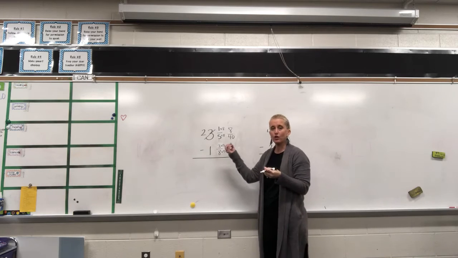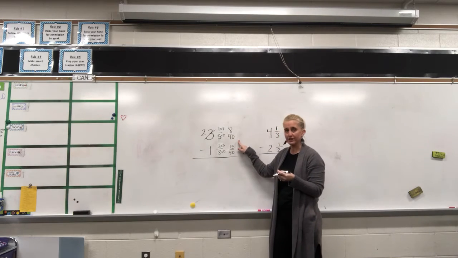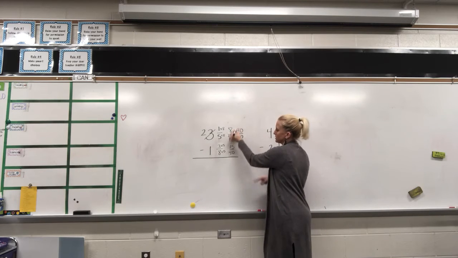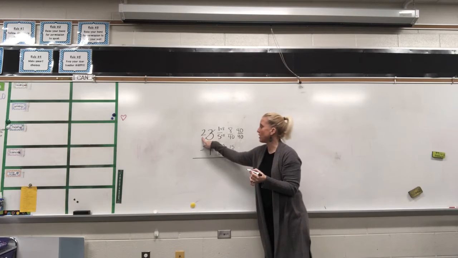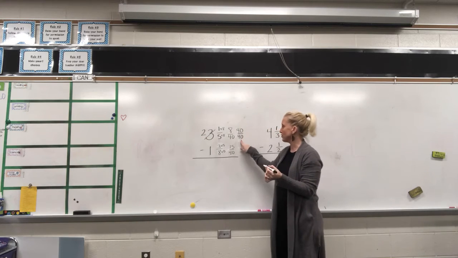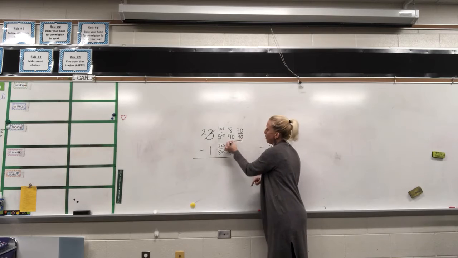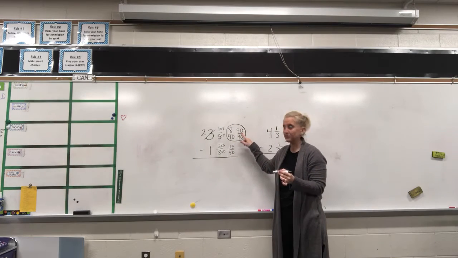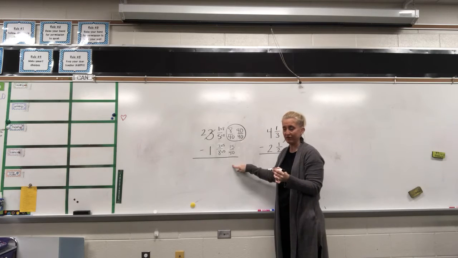The 1 that I take away from there is going to come over here, and that 1 is actually going to be 40 40ths, because that right there counts as 1 whole. So the 1 that I took away from here, I'm moving over to here. So now on the top, I have 48 40ths. So I can do 48 take away 15.